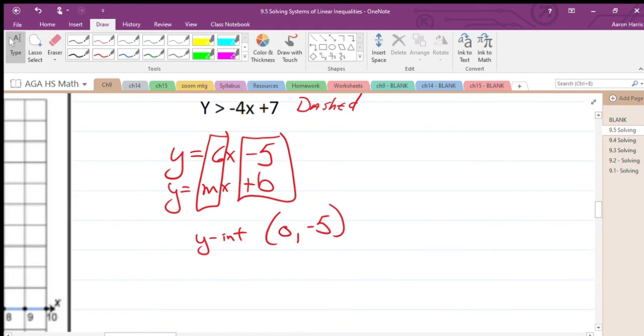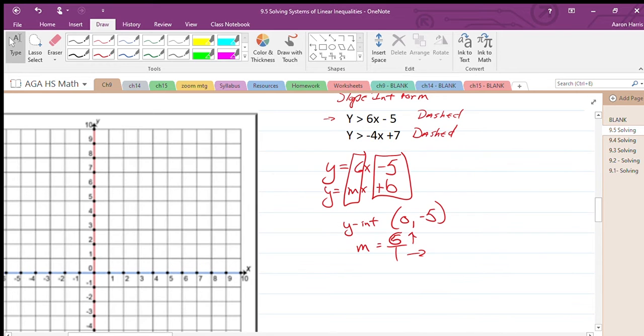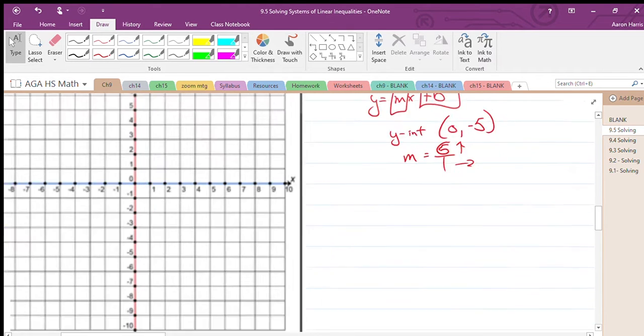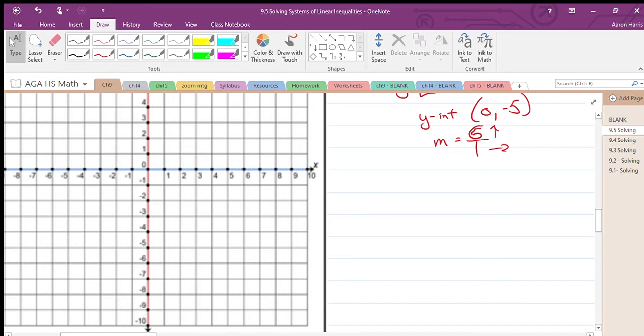My slope is what? 6. Right? I can make it into a fraction by putting it over 1. This tells me to go up 6. This tells me to go right 1. Can I graph that? Yes, we can. So let's find 0, negative 5. Okay, so here's 0. Here's negative 5. And I'm able to put a dot there. Then the slope tells me to do what? Go up 6. 1, 2, 3, 4, 5, 6. And to the right, how many? 1. And that's where I put my second one.